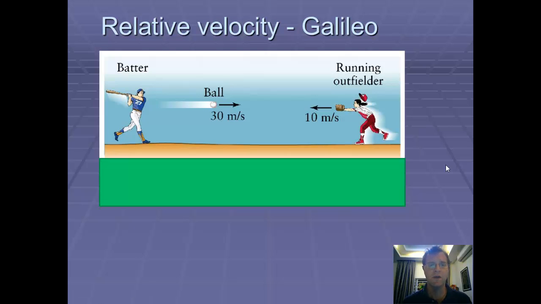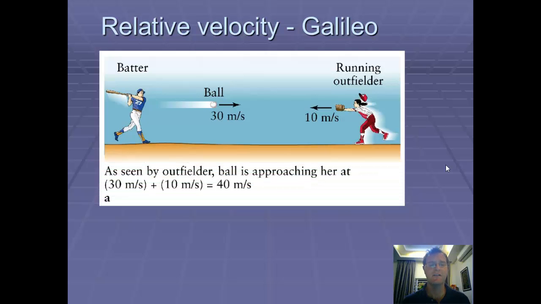Okay, we have a batter who struck the ball at 30 meters per second, and the running outfielder who's running towards the ball at 10 meters per second. So what's the relative velocity of the ball for the running outfielder? Well, using the thinking we've had beforehand, we've got 30 meters per second and we've got plus 10 meters per second. Remember, that's a plus just because it's in the opposite direction. And that means that the ball is approaching her at 40 meters per second. That's the relative velocity of the ball.